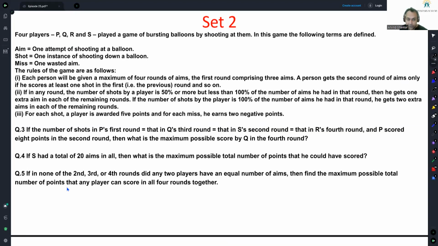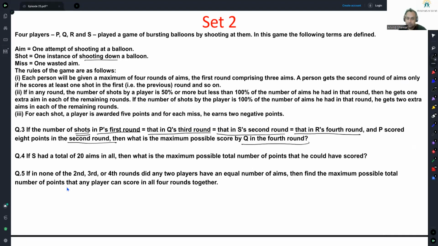If the number of shots is an instance of shooting down the balloon, number of hits. If the number of hits in P's first round is equal to that in Q's third round, and that in S's second round, and that in R's fourth round, and P scored 8 points in the second round, then what is the maximum possible score by Q in the fourth round?